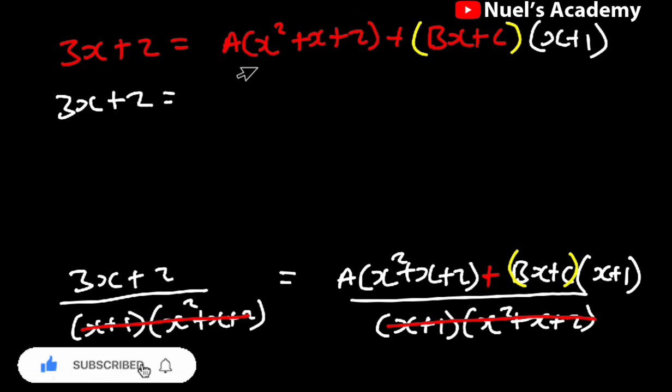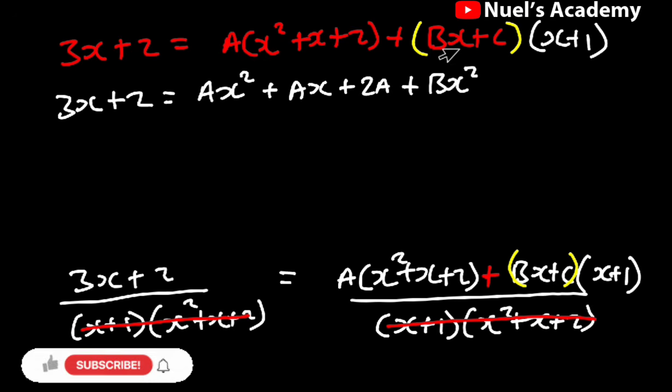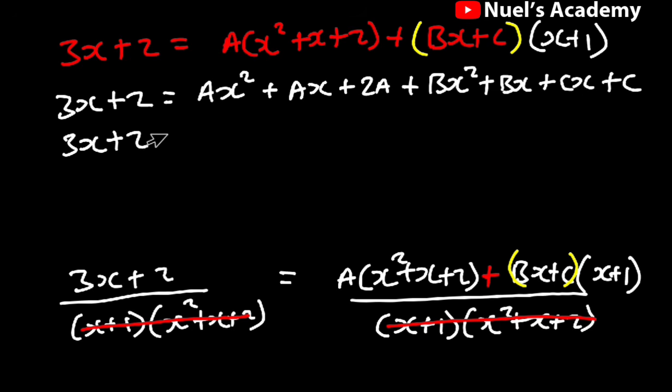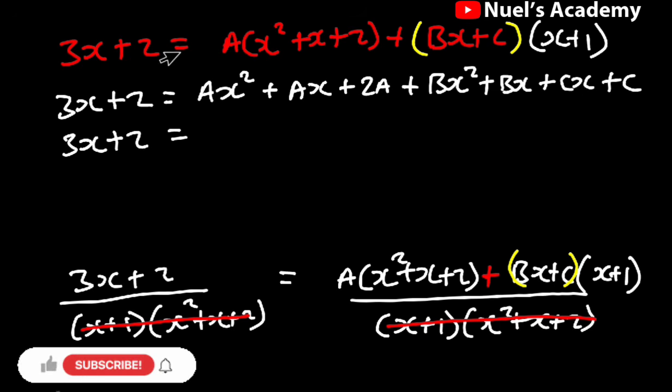So let's multiply out. A times x squared is ax squared, plus a times x is ax, plus a times 2 is 2a, then plus bx times x is bx squared, then bx times 1 is plus bx. Now c times x is plus cx, and c times 1 is plus c. So I have 3x plus 2 is now equivalent to, alright.